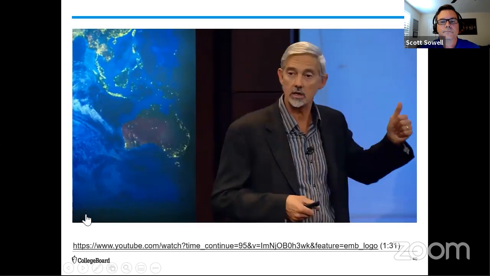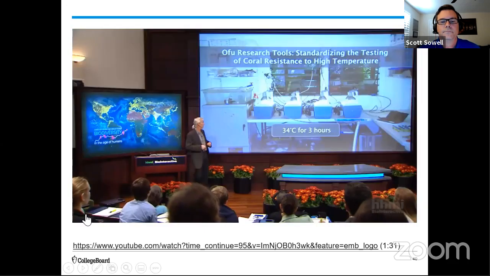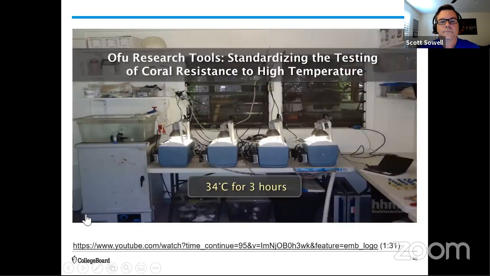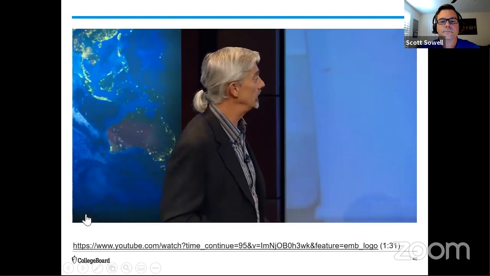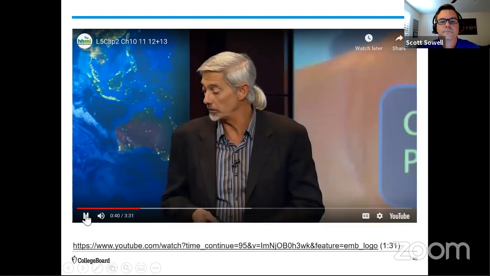So these tanks actually have heaters and chillers in them. They have lights. They have a flow-through water system. They're controlled by that laptop on the right-hand side. And we can use those little tanks to mimic what these corals will see during a very strong bleaching day out there in Ofu. Well, what do we see?